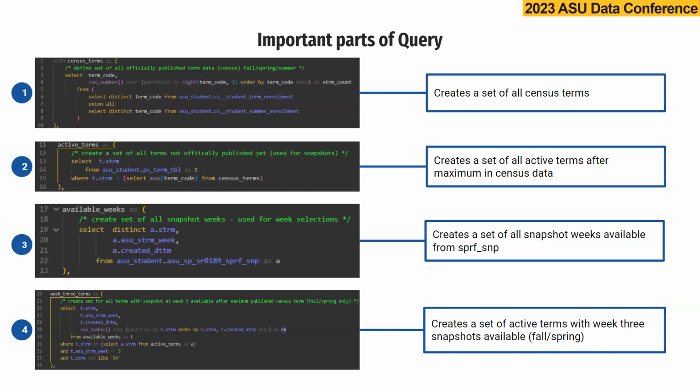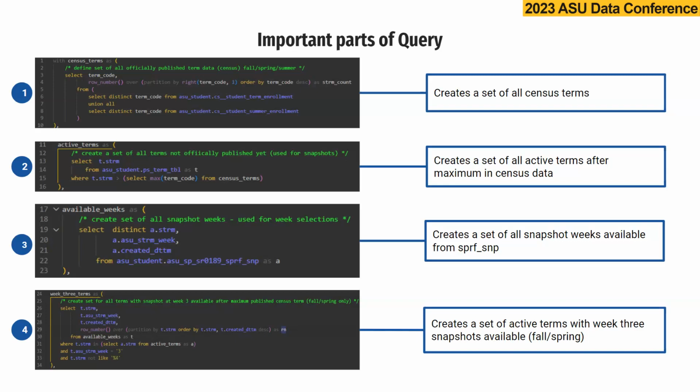So I did not want to show the entire query because it's long. I'll just show you the most important part that drives the entire thing. This first CTE, called census terms, refers to the census student term enrollment table as well as the summary version. This first CTE is meant to create a set of all officially published institutional analysis enrollment data. So I create a set of all those terms. This is used to have our officially published data in the past.